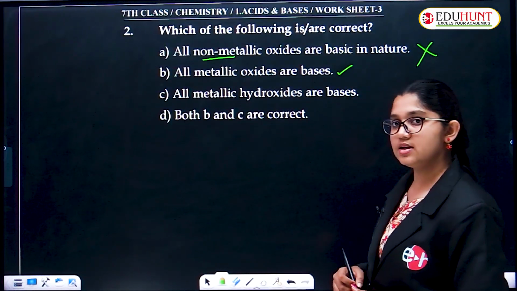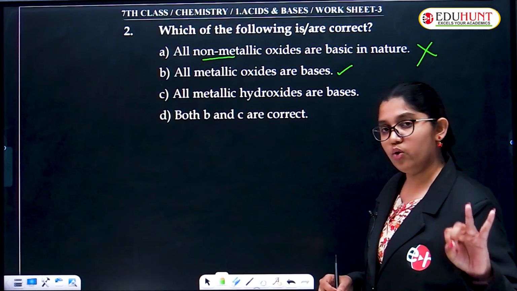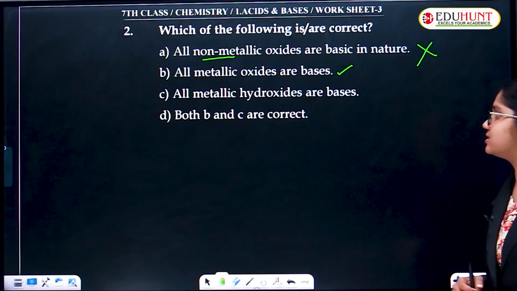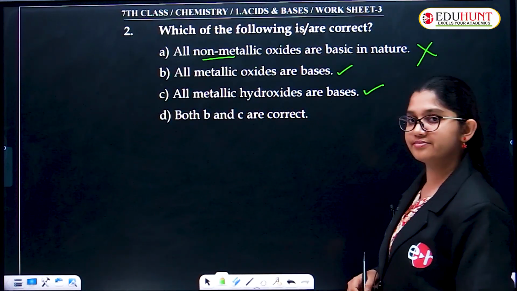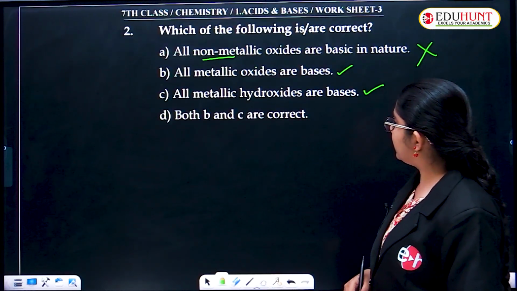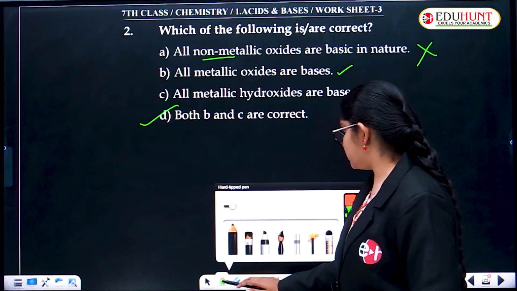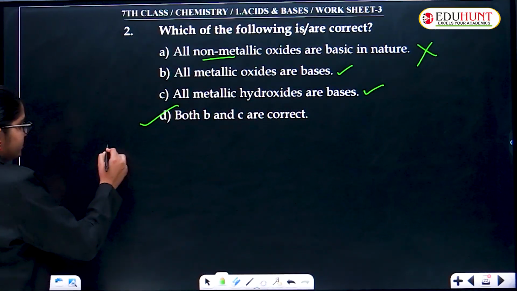All metallic oxides are bases. Examples: Na2O, K2O, CaO, MgO. All these are metallic oxides, and all metallic hydroxides are bases. We'll move to the next option, D. Both B and C are correct. So what is the right option, children? Option D. Did you forget the concept?